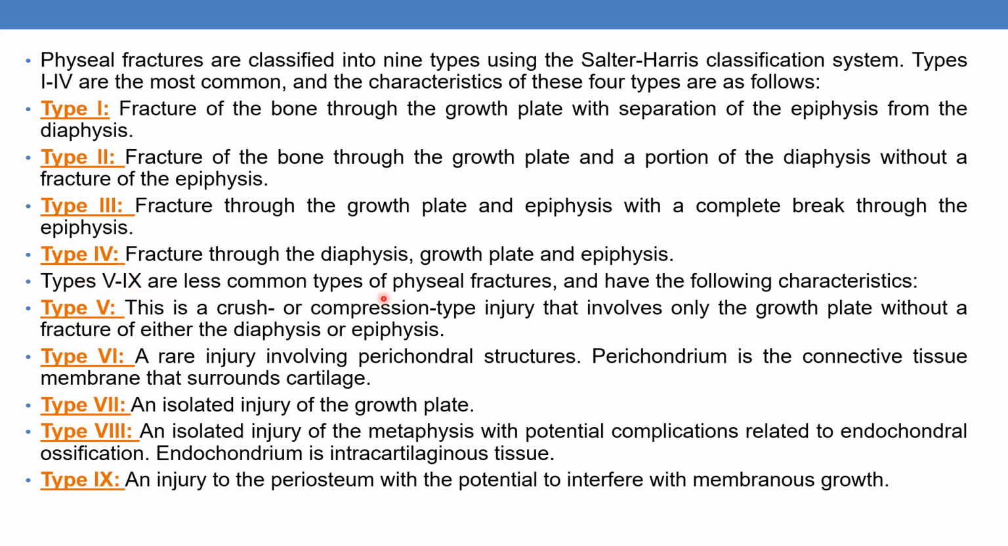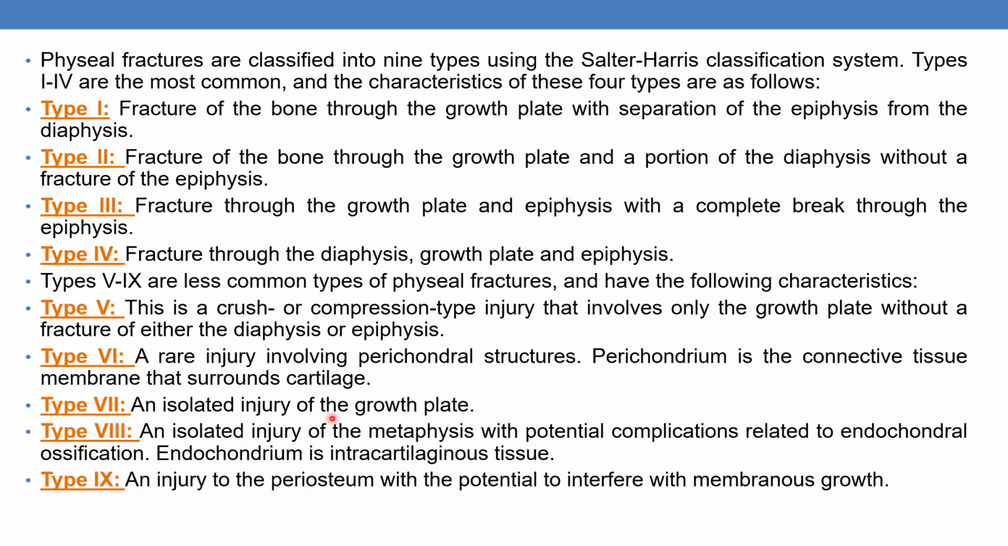Types 5 to 9 are less common types of physeal fractures and have the following characteristics. Coming to type 5, this is a crush or compression type injury that involves only the growth plate without fracture of either the diaphysis or epiphysis. Coming to type 6, it is a rare injury involving perichondral structures. Perichondrium is the connective tissue membrane that surrounds the cartilage.